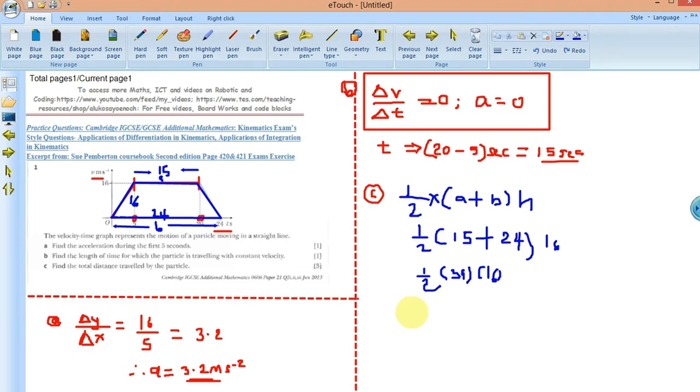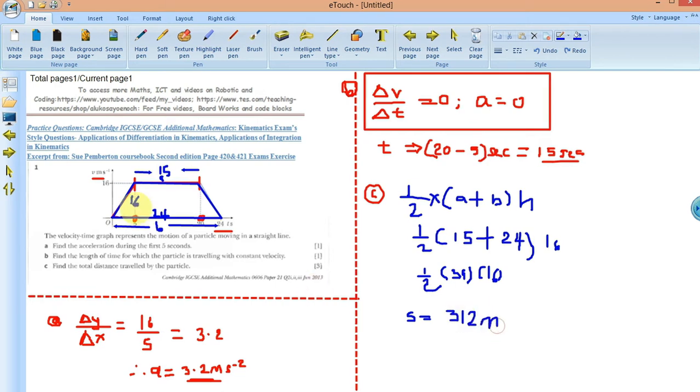Okay, so that's it. So the total distance, if you like, you can use S to represent that. So 312 meter. So guys, don't forget area under velocity time graph. Okay, guys, this is the end of the first question. Let's go to the next.